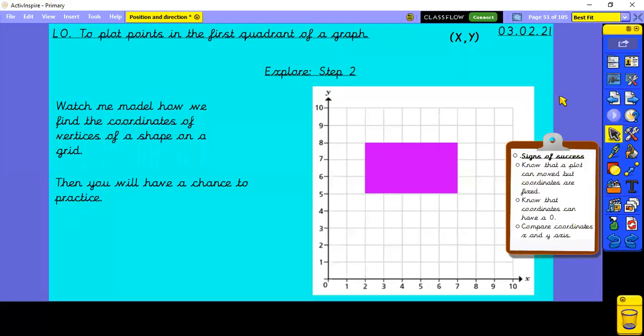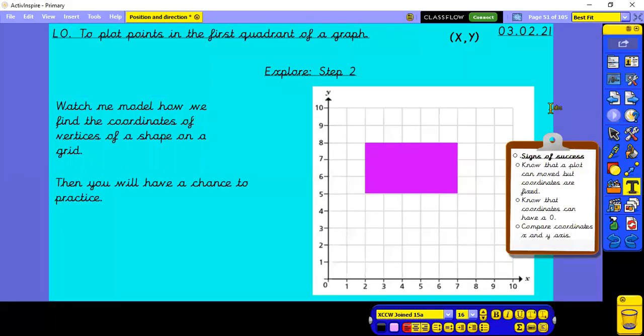Okay, now we're going to move on to the step 2 input, which is looking at the coordinates of vertices of a shape. So you might have seen this done in our last lesson, but now we're going to look at it in more depth. So what I want you to do is watch me model it once, and then you will have a go at practicing it on your own.